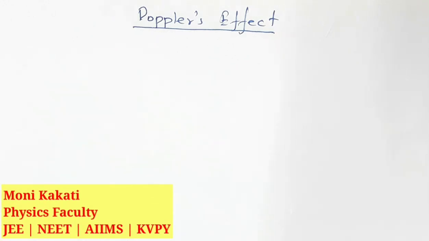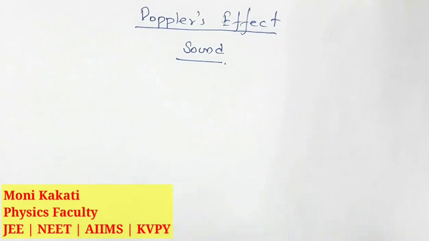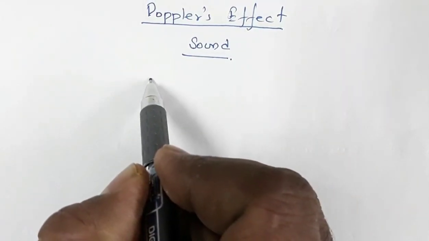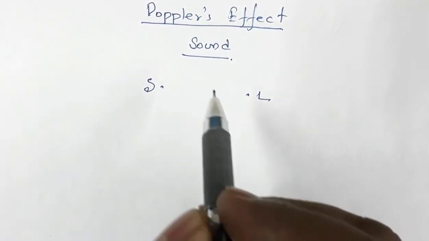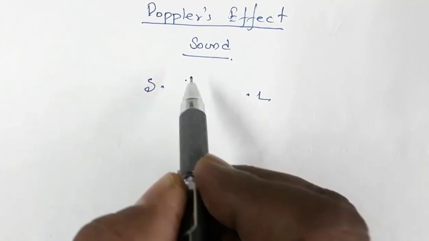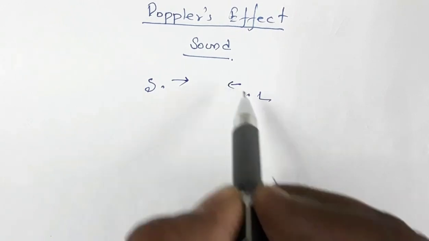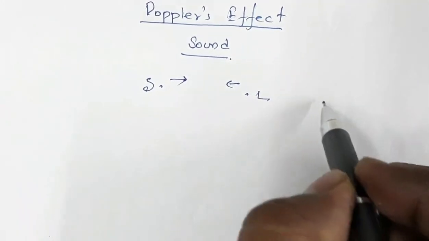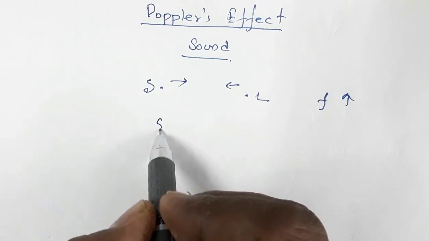This video is a quick review of the Doppler's effect in sound. Now, as we know, if this is the source and this is the listener, and the separation is decreasing, either the source is moving towards the listener or the listener is moving towards the source. If the separation is decreasing, then the frequency will increase. And there's the opposite of that.